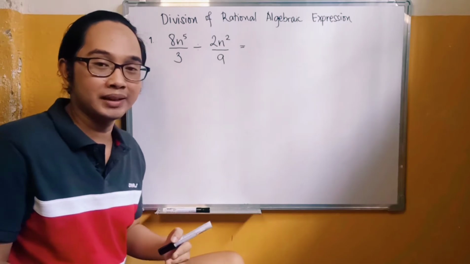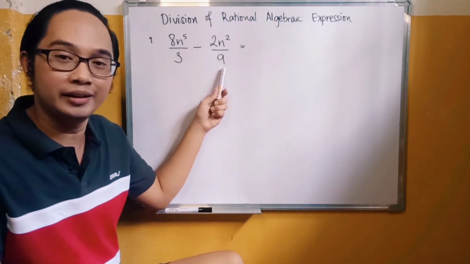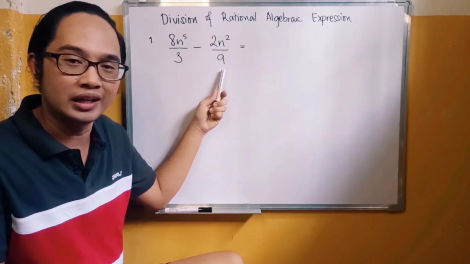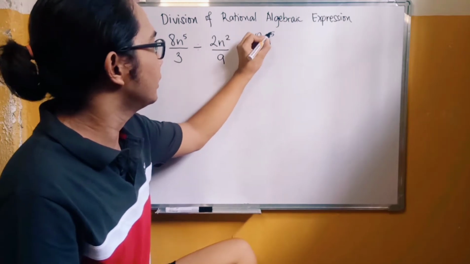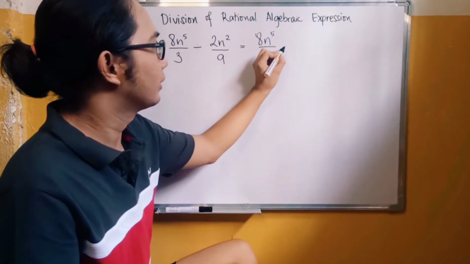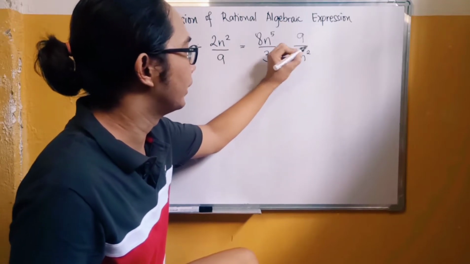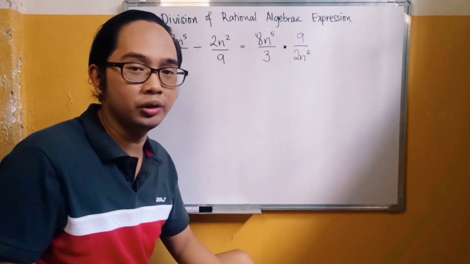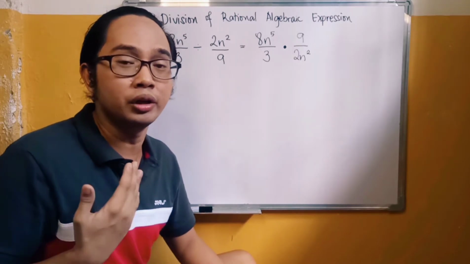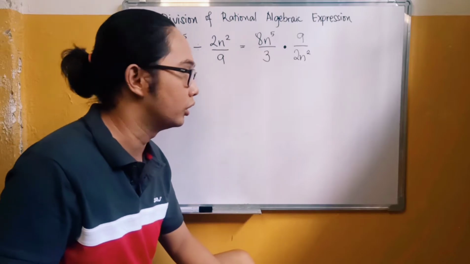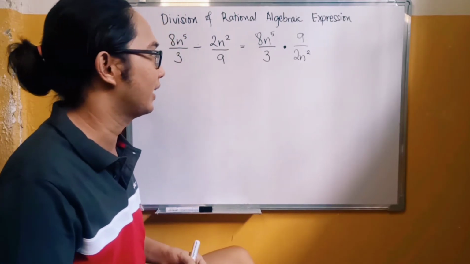So, unang step na dapat natin gawin is we need to get the reciprocal of the divisor and then proceed to multiplication of rational algebraic expression. So, we have here 8n raised to 5 over 3 times 9 over 2n squared. Afterwards, it's up to you if you are going to multiply the numerators and denominators first or you are going to use the cancellation method. From this, I will use cancellation method dahil ito ay madali para sa akin.